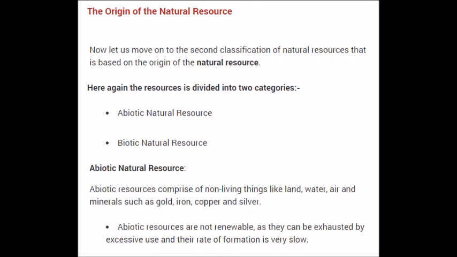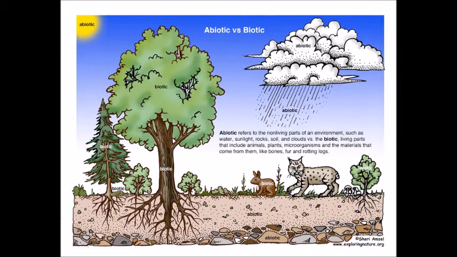Now let us move on to the second classification of natural resources, that is based on the origin of the natural resource. Here again the resources are divided into two categories. They are abiotic natural resources and biotic natural resources. Abiotic resources comprise non-living things like land, water, air and minerals such as gold, iron, copper and silver.